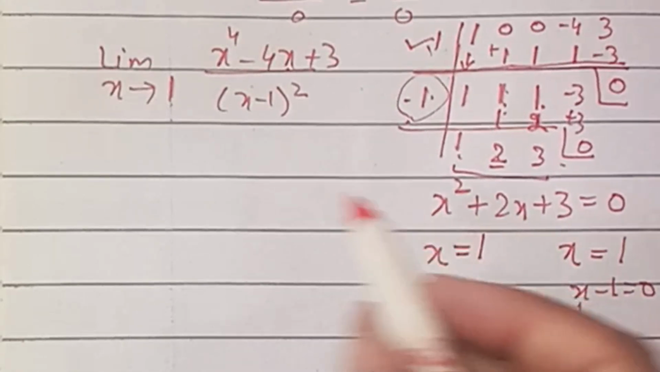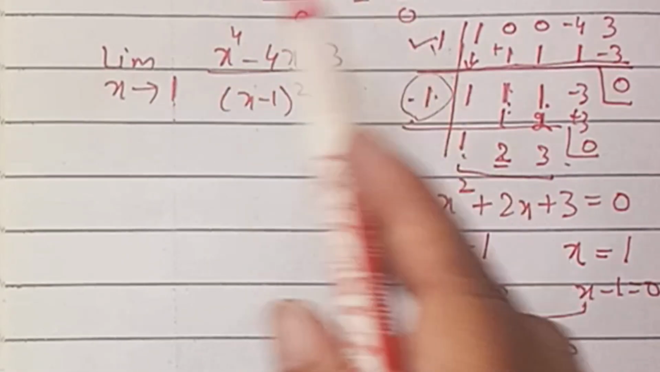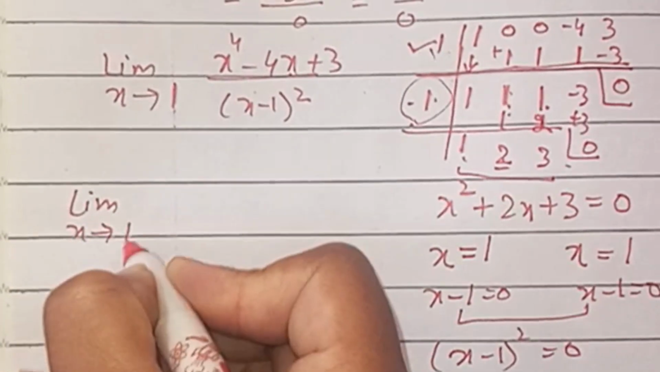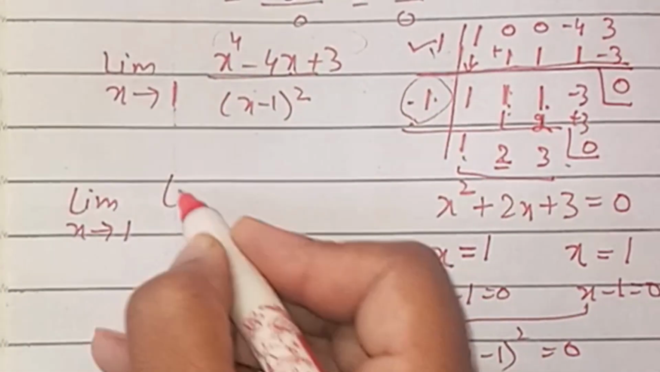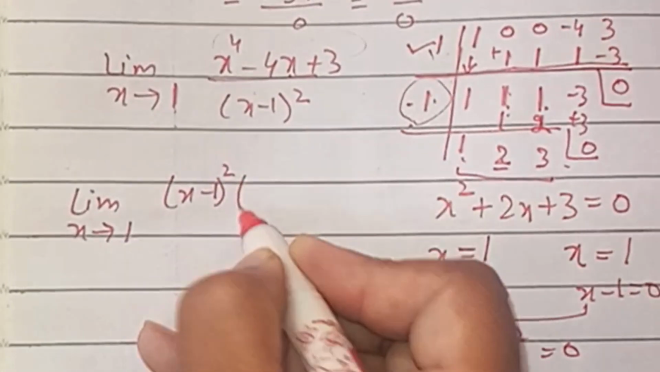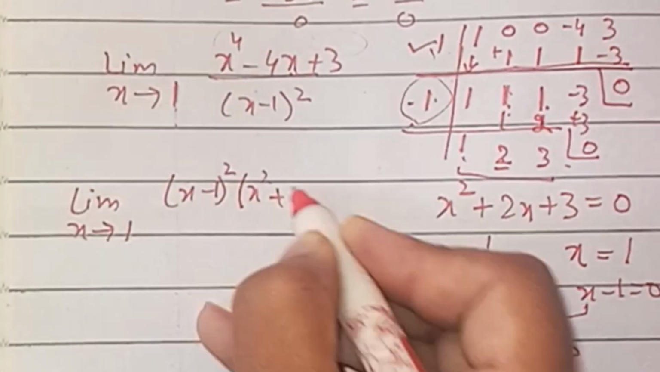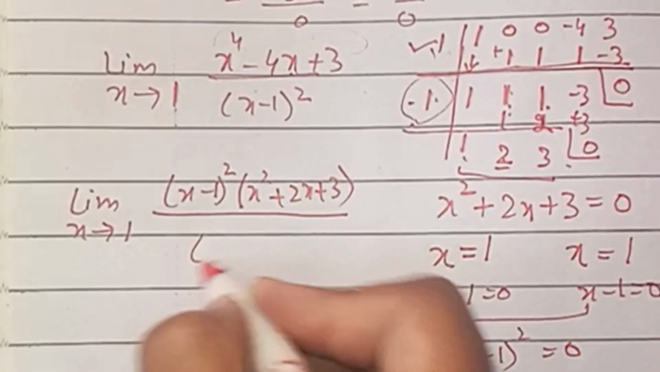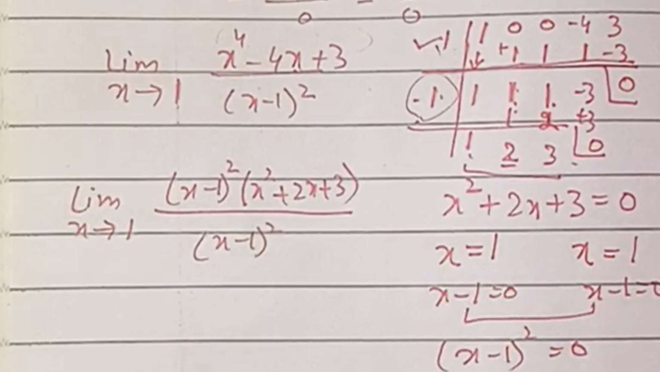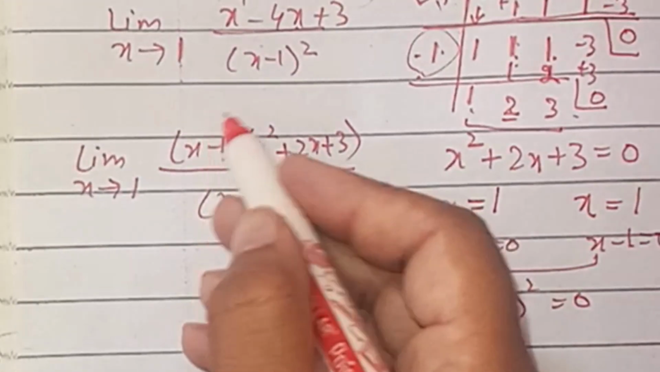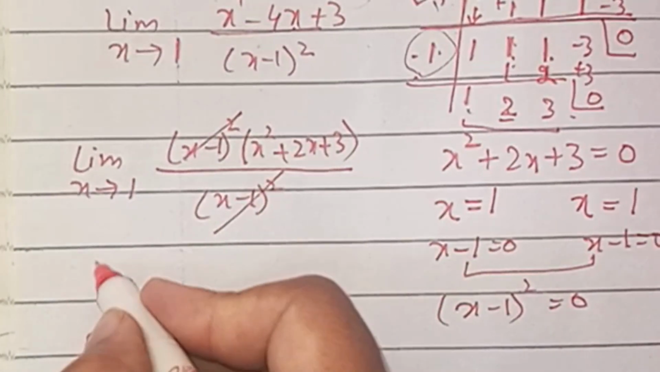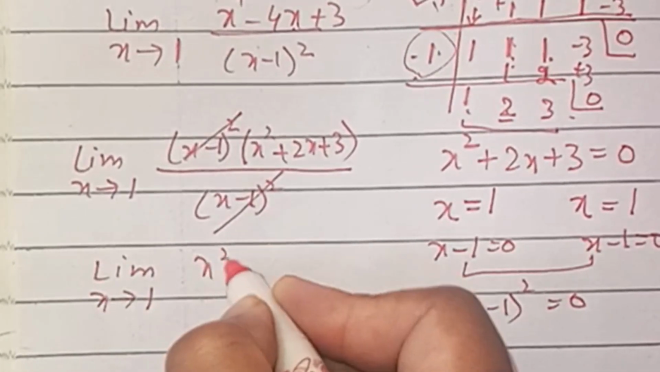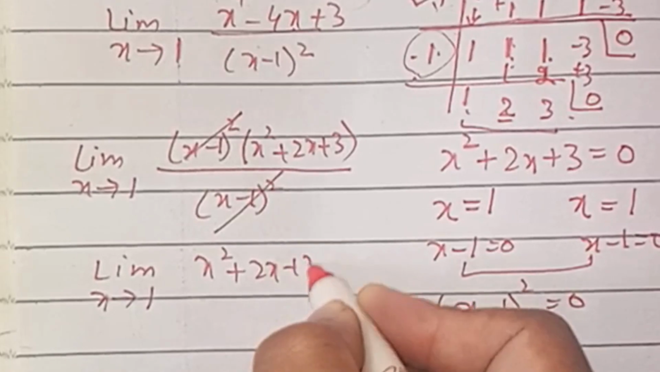And so this implies we write the above equation as limit x approaches 1 of x minus 1 whole square, and our remaining part is x squared plus 2 times x plus 3, over the denominator x minus 1 whole square. Now this x minus 1 whole square and this x minus 1 whole square will cancel. We just get limit x approaches 1 of x squared plus 2 times x plus 3.